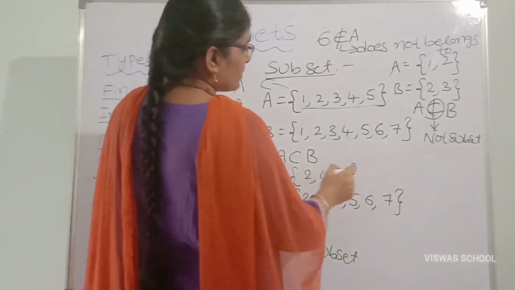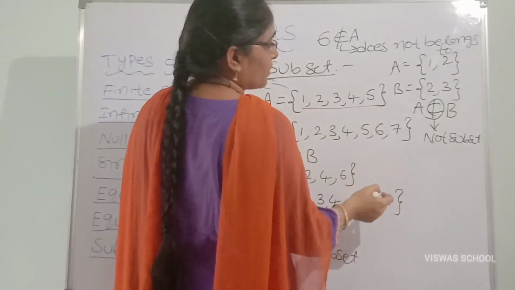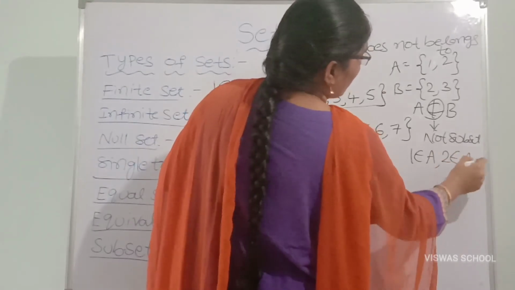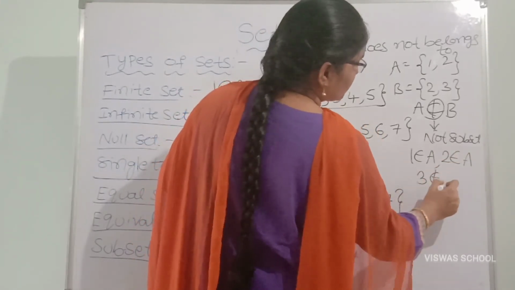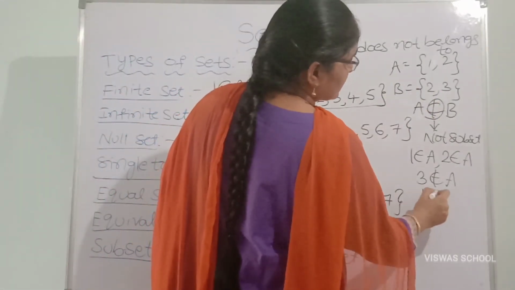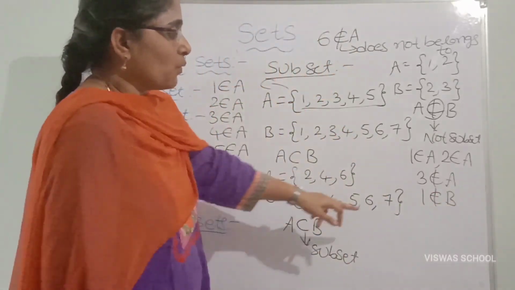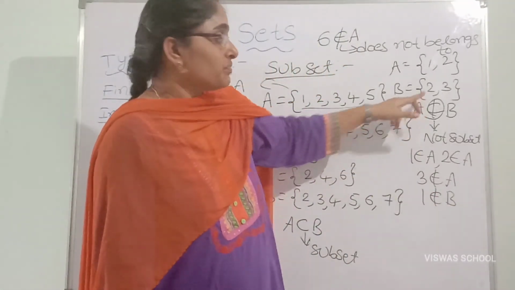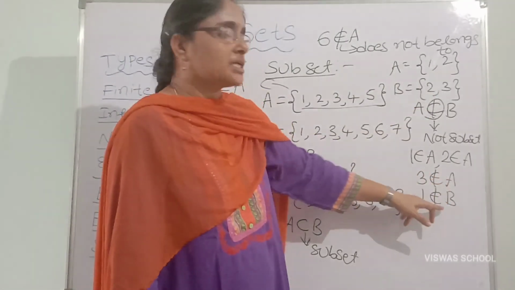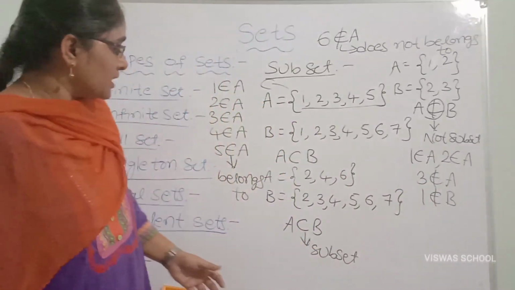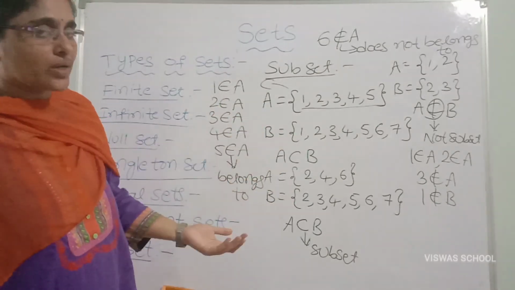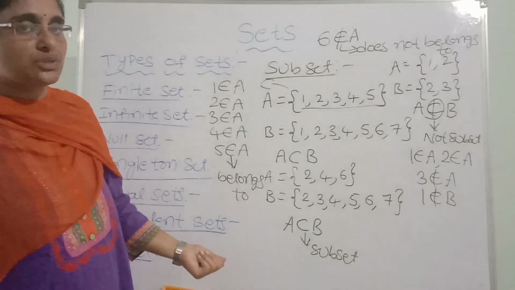And see here, A equals 1, 2 and B equals 2, 3. That is, 1 belongs to A and 2 belongs to A. But 3 does not belong to A. And also in the same way 1 does not belong to B. That is, 1 is not an element in B here. And in the same way 3 is not an element in A. That's why 3 does not belong to A and 1 does not belong to B here. In this way you can describe the sets. That is, what is a subset, which one is not a subset, and which element belongs to a particular set.